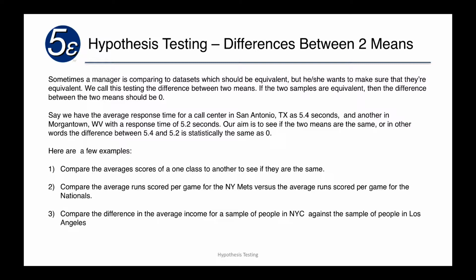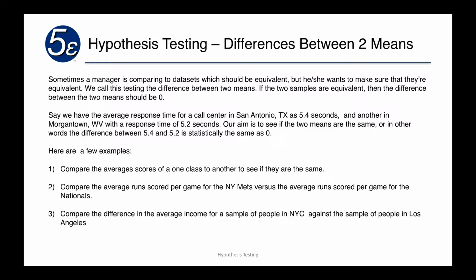So let's say the average response time for a call center in San Antonio is 5.4 seconds, and another in Morgantown, West Virginia has a response time of 5.2 seconds. Our aim is to see if the two means are the same. Or in other words, is the difference between 5.4 and 5.2 statistically the same as zero?